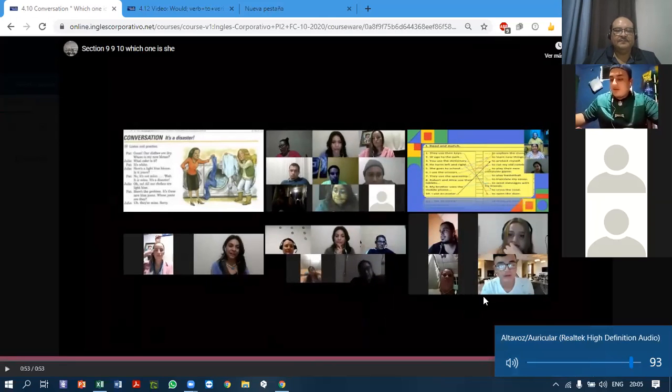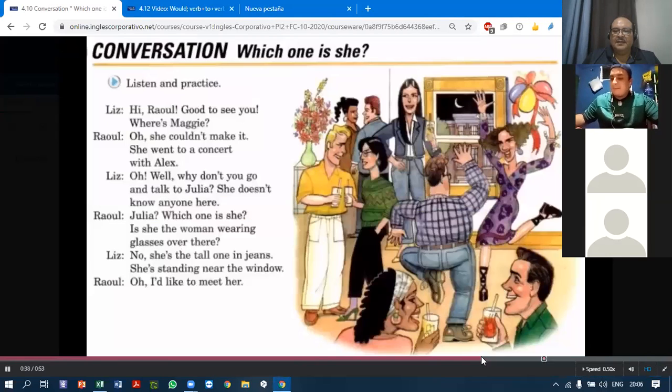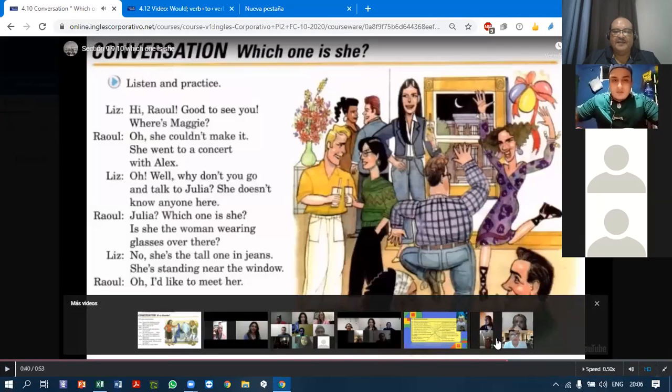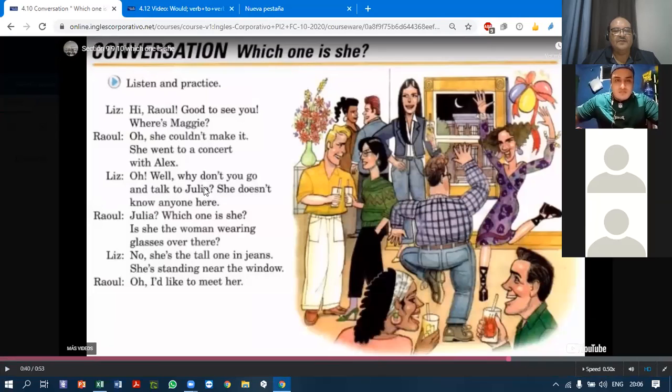Okay. She doesn't know anyone here. As you can see here, for example, it's easy to identify Julia, right? Because it says, which one is she? Is she the woman wearing glasses? Because this one is wearing glasses only. And they said, no, she's the tall one. She's the tall woman in jeans. Okay, she's the tall woman in jeans. This one, we don't know if she's wearing jeans.